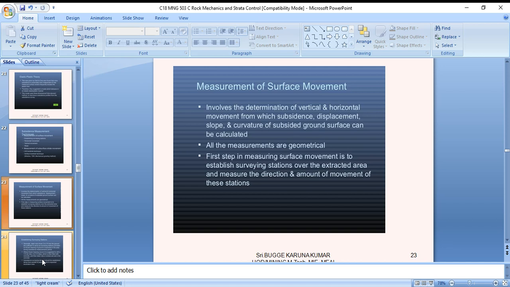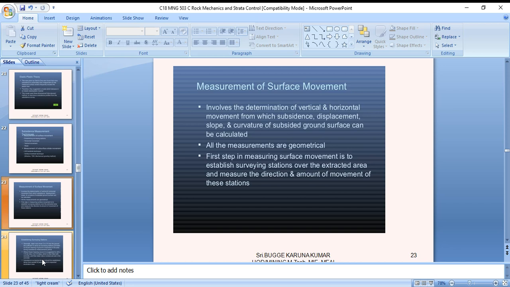That is how you see the effect of underground works on the surface. So that is a scientific methodology, called a subsidence survey. It involves the determination of vertical and horizontal movement from which subsidence, displacement, slope, and curvature of the ground surface can be calculated. All the measurements are geometrical.